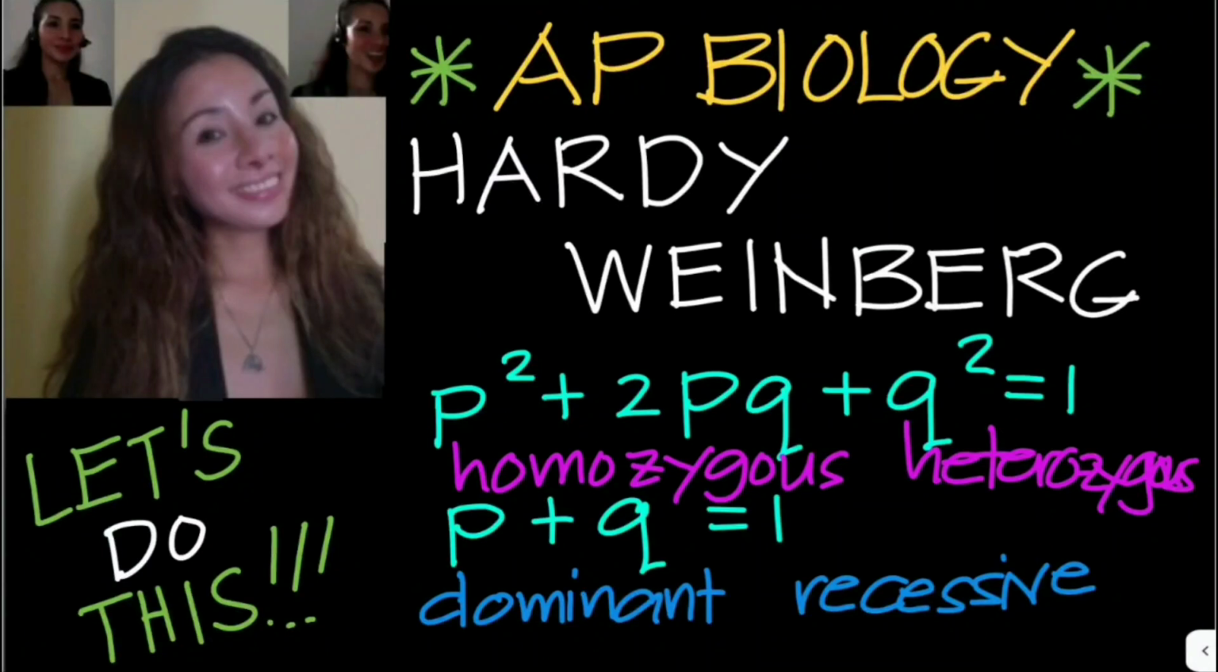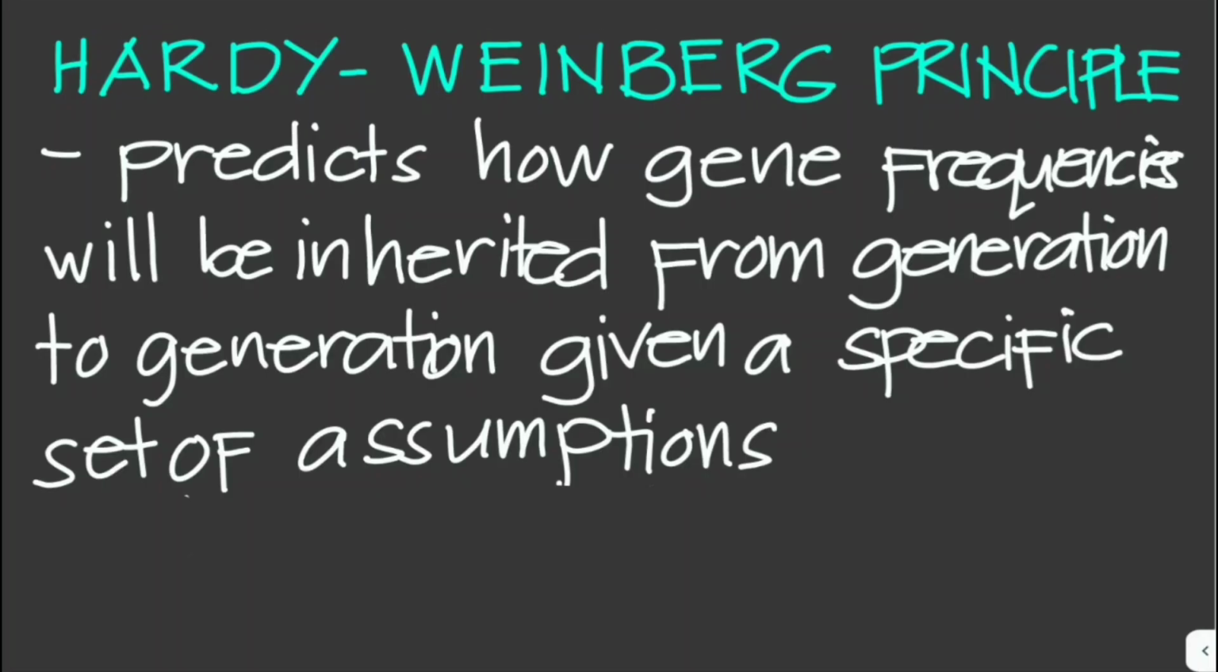In this video, you will learn how to solve some Hardy-Weinberg problems. But before that, let us know what a Hardy-Weinberg equilibrium is. The Hardy-Weinberg equilibrium is a principle stating that the genetic variation in a population will remain constant from one generation to the next in the absence of disturbing factors. Right, it predicts how gene frequencies will be inherited from generation to generation given a specific set of assumptions.